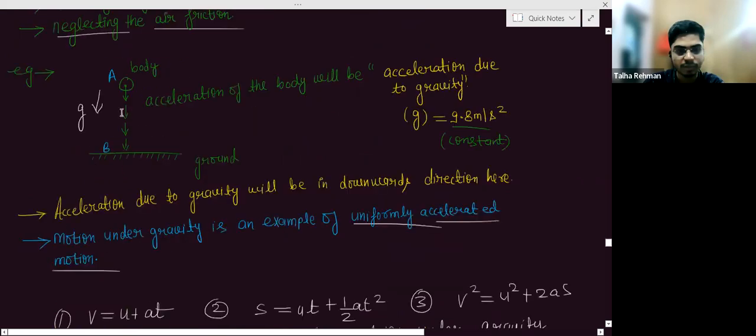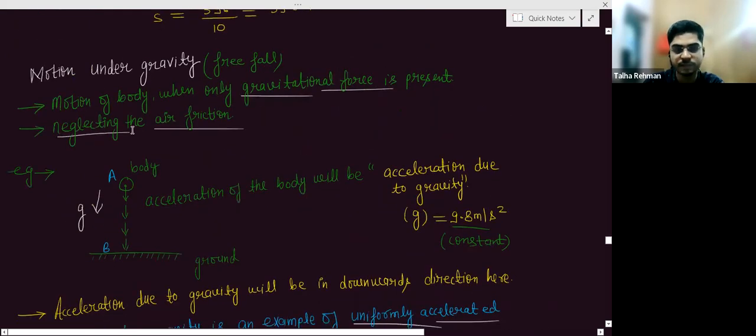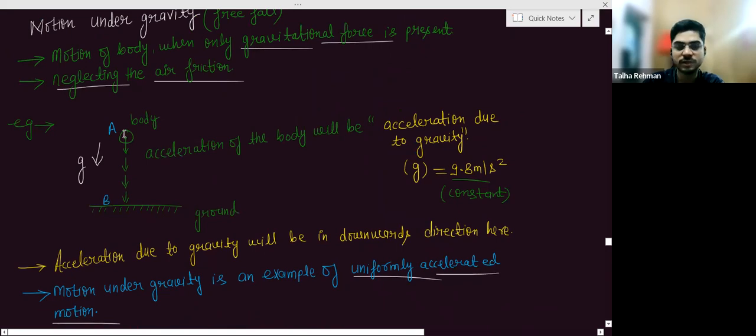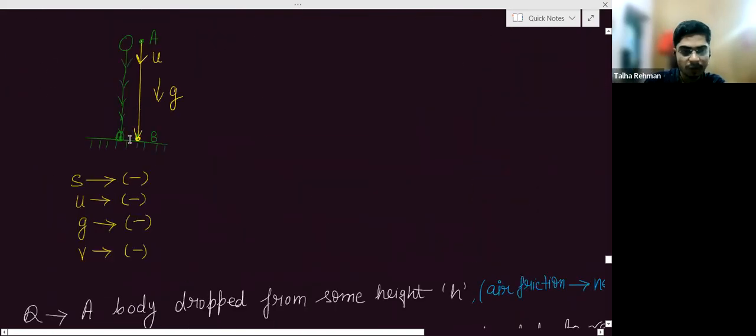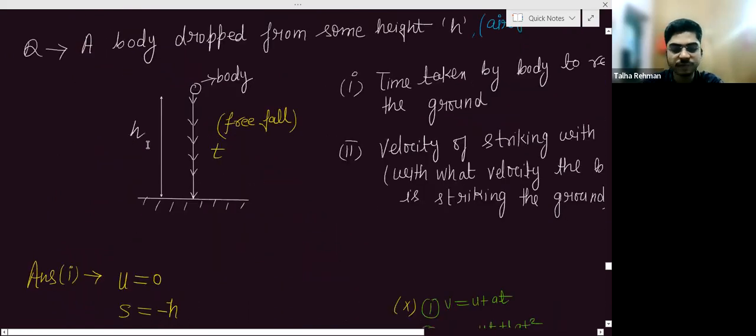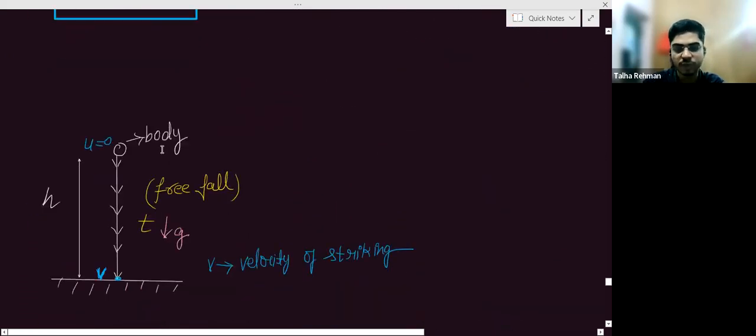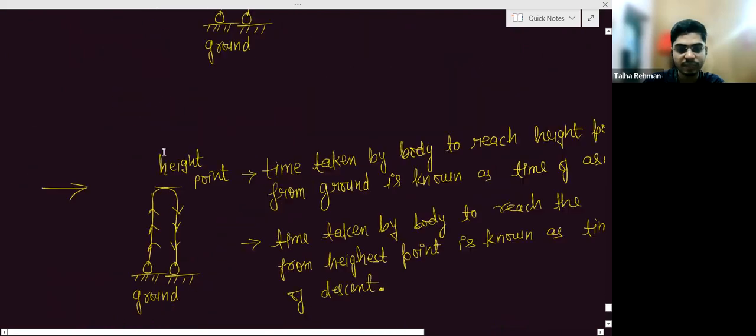After that, I have discussed the motion under gravity. So the motion under gravity is also a straight line motion. In this case, a body is dropped from some height. If a body is thrown in upward direction, the body will move in a straight line. All these things we have interpreted with the help of the equations. Now we will discuss with the graphs.